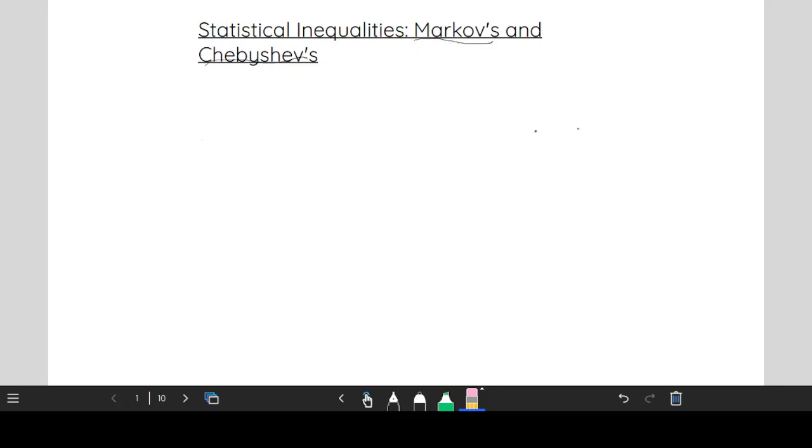Welcome, everyone. In today's lesson, we are going to talk about two of the most important results in all of probability theory. That is Markov's inequality and Chebyshev's inequality. We are going to cover the statement of each inequality, prove each one rigorously, and then work through concrete examples so that we can see exactly how we use it in practice. So grab your pen and let's get into it.